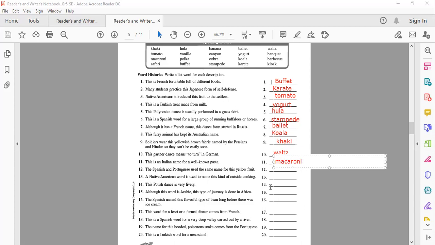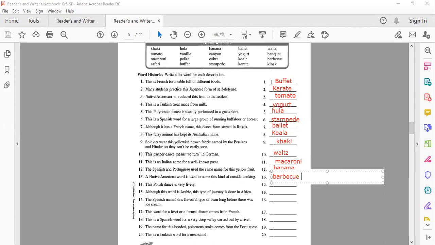Number 12. The Spanish and Portuguese used the same name for this yellow fruit. Yellow fruit like a crescent. Banana. Okay. A Native American word is used to mean this kind of outside cooking. Barbecue. Barbecue. Very good, Maria.